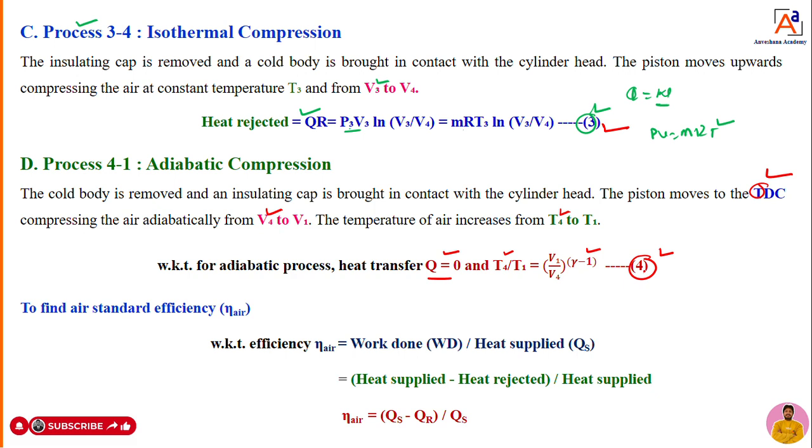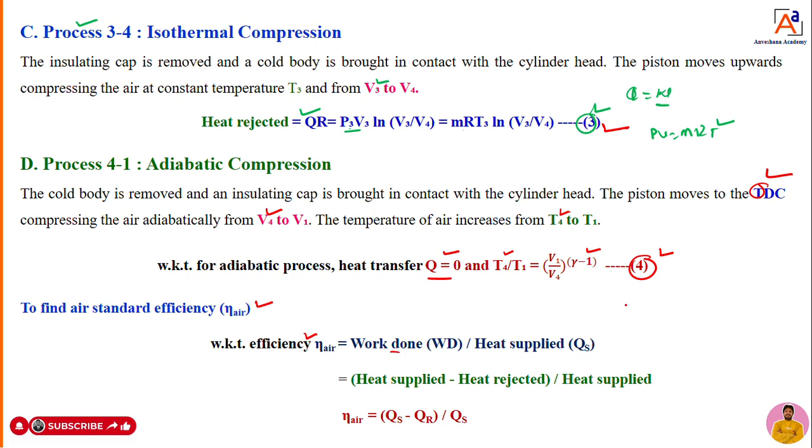So now I have written the equations for all the processes. That means Carnot has written equations for the different processes. Based upon the equations of these processes, he calculated the efficiency. How did he calculate efficiency? We already know the efficiency of an engine is equal to work done divided by heat supplied.